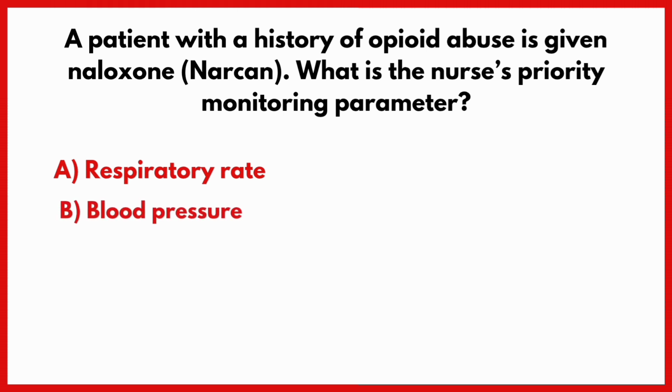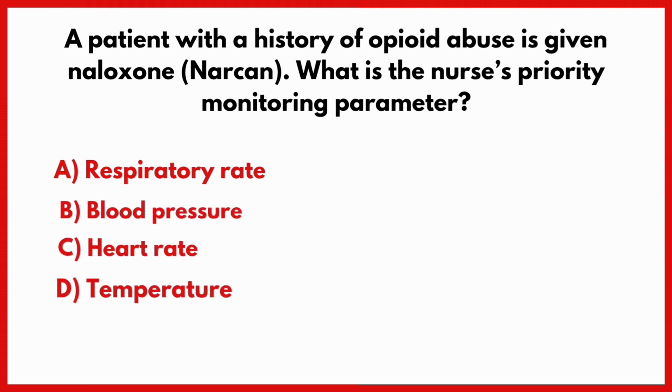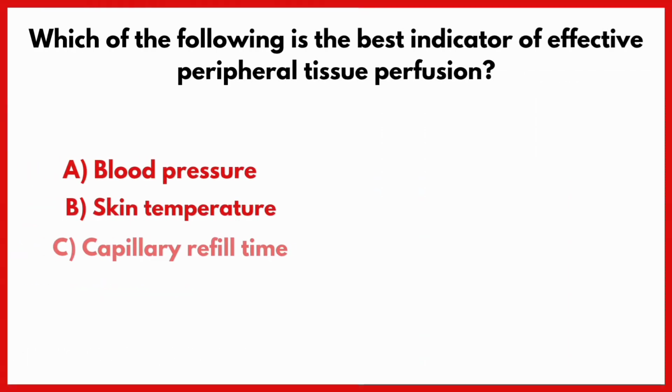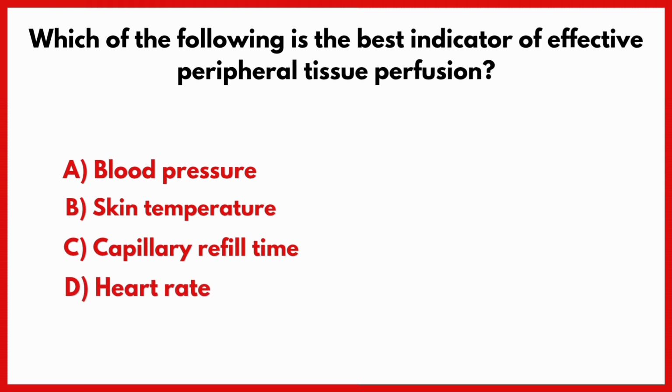A patient with a history of opioid abuse is given naloxone. What is the nurse's priority monitoring parameter? Correct answer is option A. Respiratory rate. Which of the following is the most reliable indicator of effective peripheral tissue perfusion? Correct answer is option C. Capillary refill time.